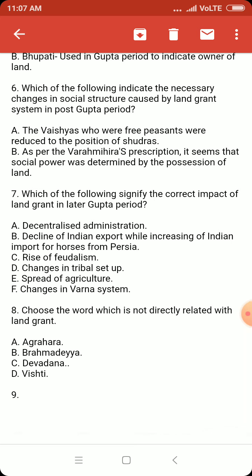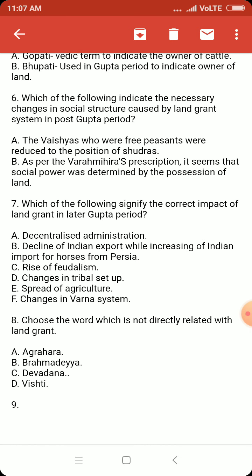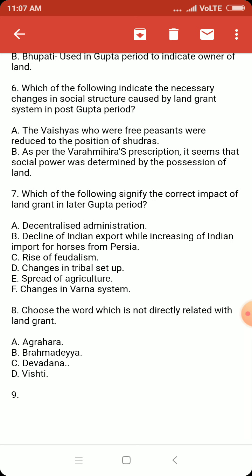Rise of feudalism, correct. Changes to tribal setup, correct. Spread of agriculture, this is also correct. And changes in the Varna system, correct. Question number 8. Choose the word which is not directly related with land grant. Agrahara, Brahmadeya, Devadana, Vishti. The fourth option is not directly related with land grant, because Vishti means forced labor. Though forced labor is somehow found in feudalism, where barons forced the laborers, you cannot say it is directly related to land grant. The first, second, and third terms are particularly related to land grant.